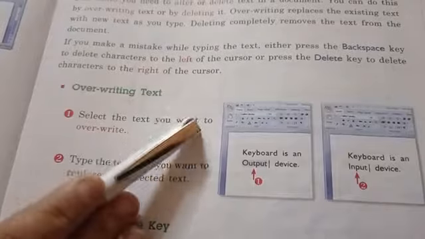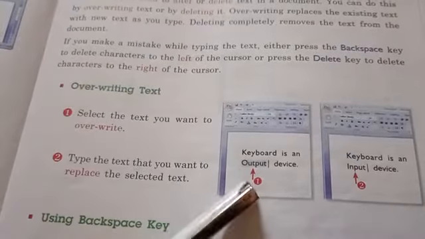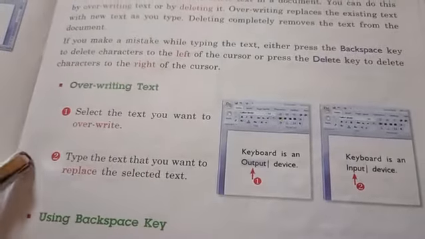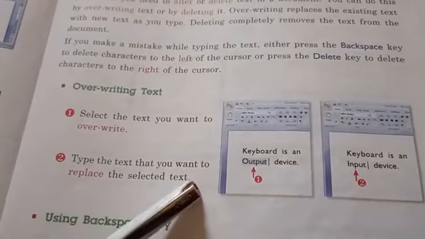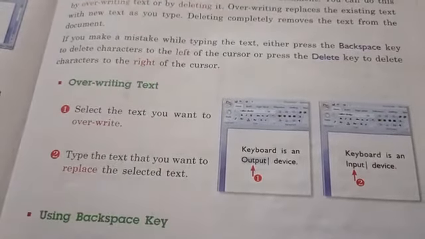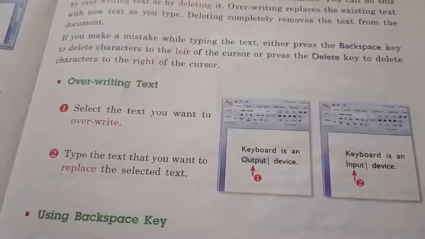Now, overwriting text steps. Select the text you want to overwrite, just like that "output" is selected. Second step, type the text that you want to replace the selected text. Like that you can do it.